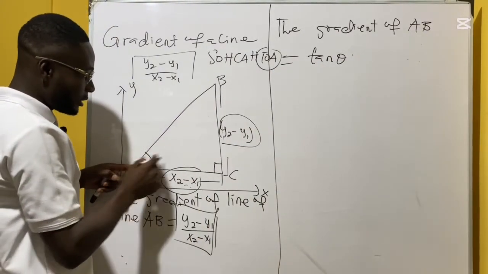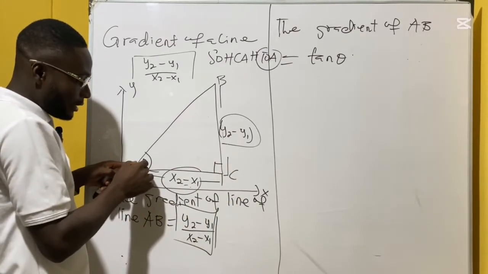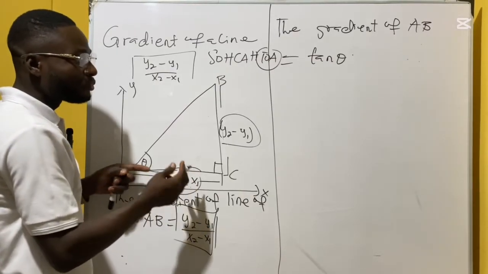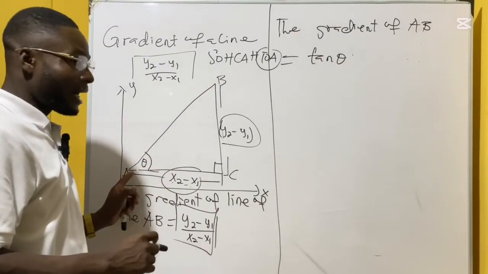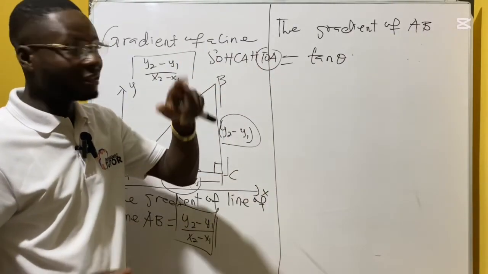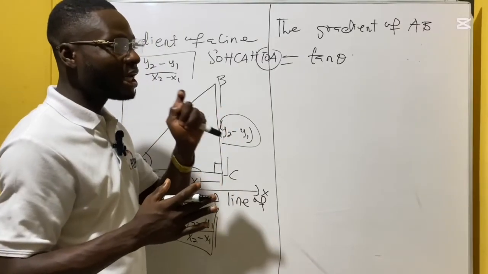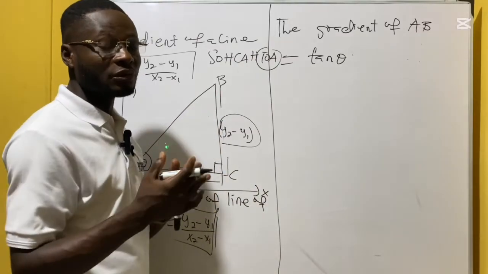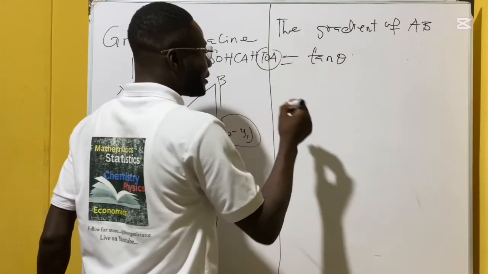So the opposite we have here, and then the adjacent is here as x2 minus x1. So in terms of angle, we can say that the gradient of line AB will be equal to tan theta. So basically, gradients can be obtained in terms of angle, and it can be obtained in terms of real numbers as well. So let me simplify it.